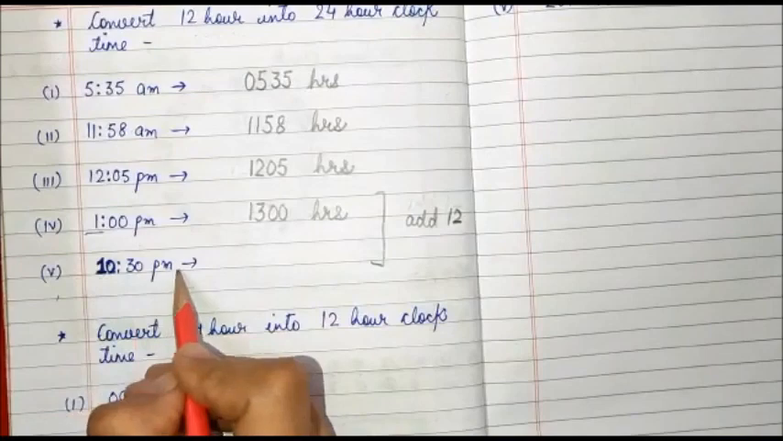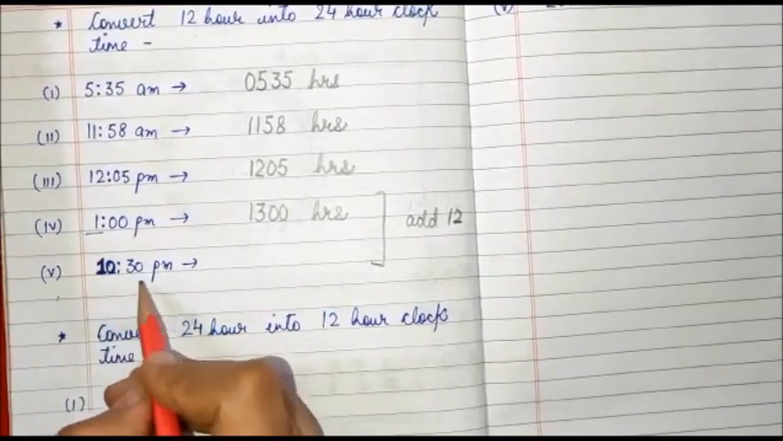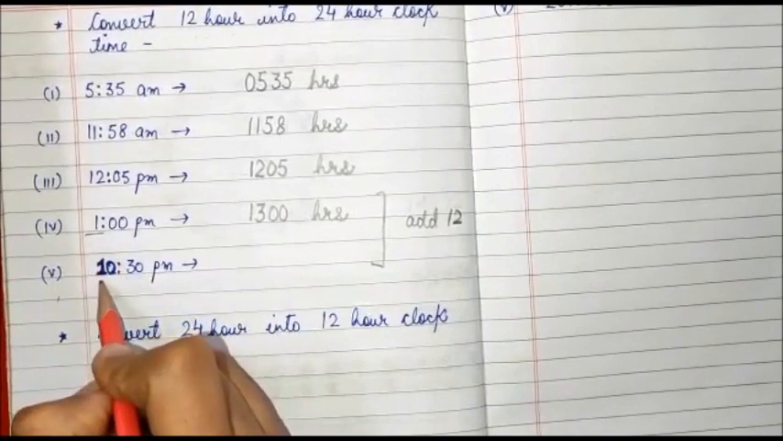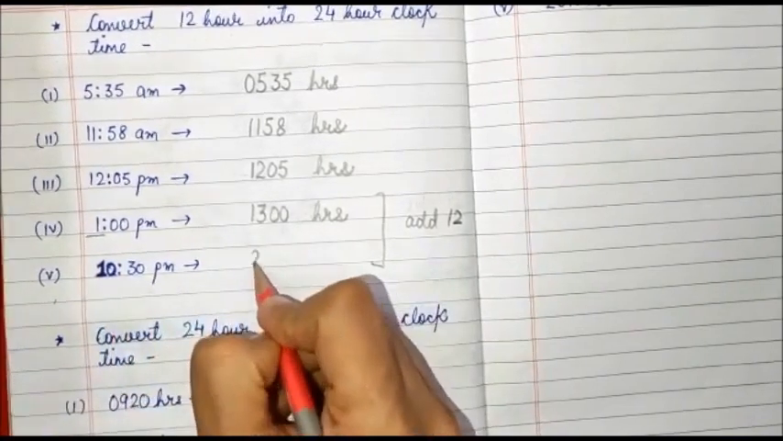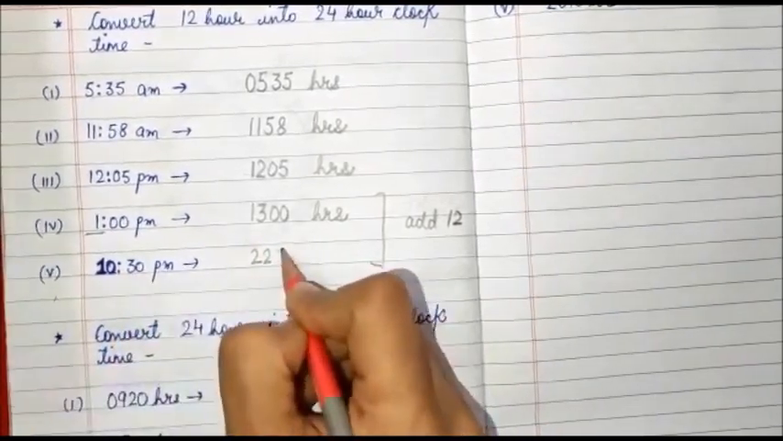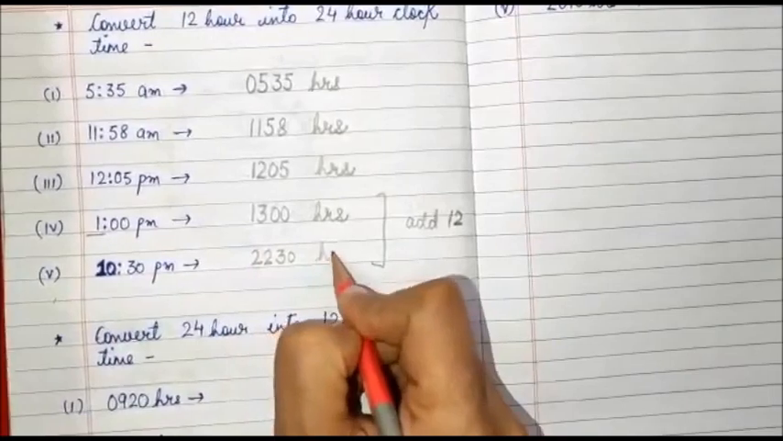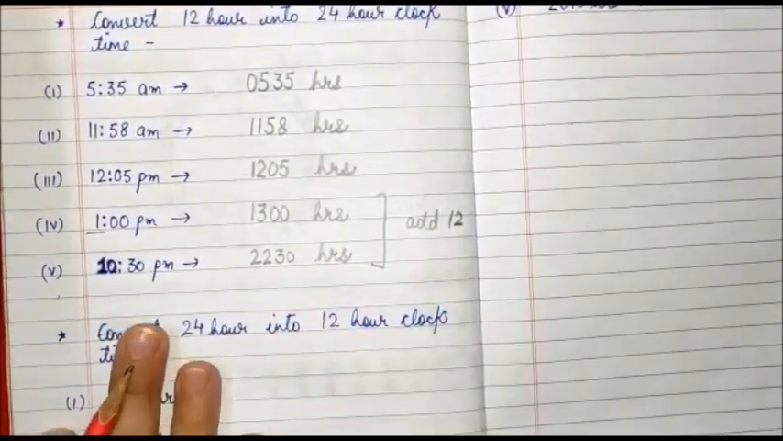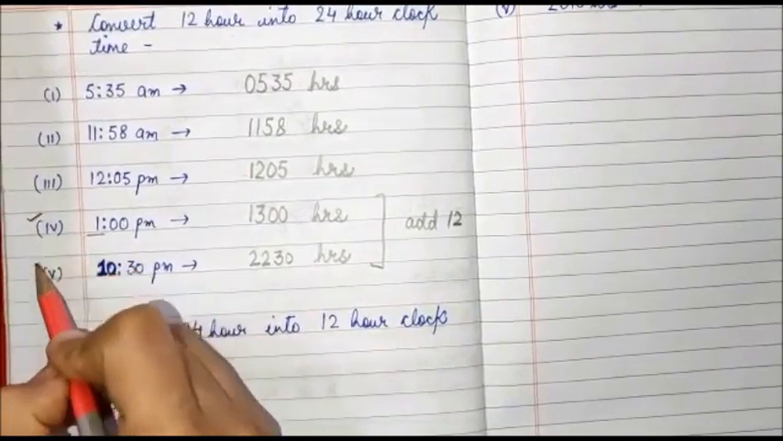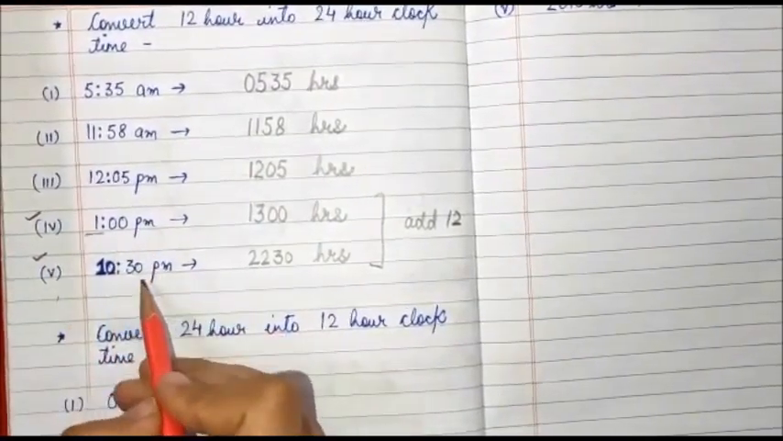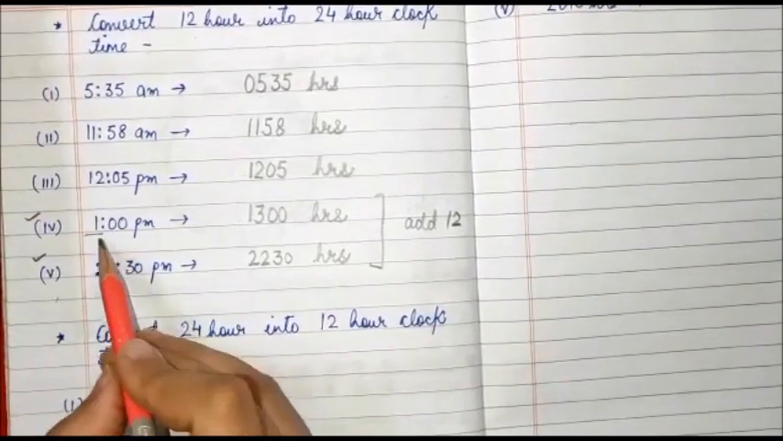10:30 p.m., the night time when we are about to sleep. As this is a PM time, what do I have to do? I have to just add 12 here. So, 10 plus 12 is 22. This is showing me the hours. And how many minutes? 30 minutes. So it is 22:30 hours. I hope it is clear. You have to be very careful for such cases whenever you have the timings in PM in 12-hour clock, you have to add.